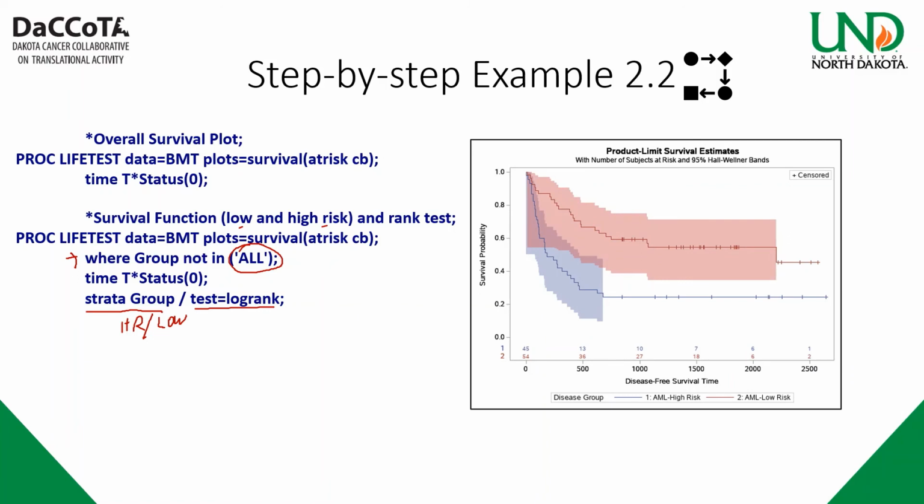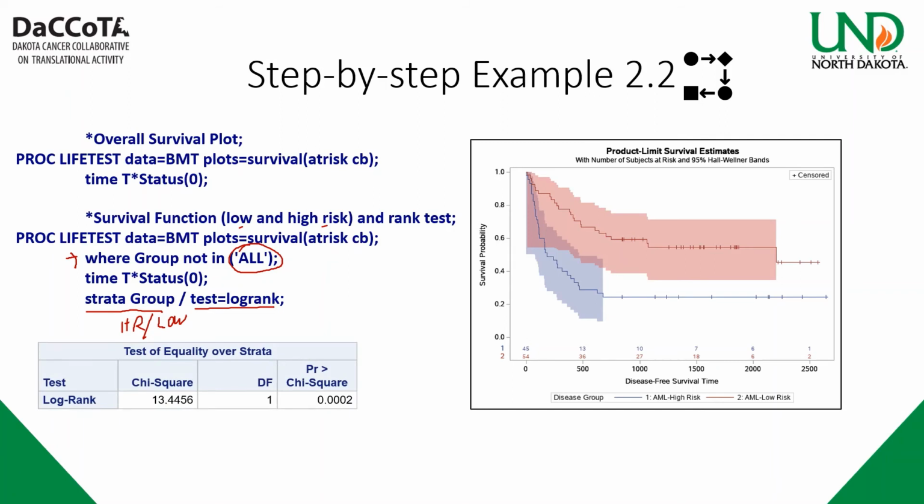Here are our plots. We can see here that the low risk had a lot better survival than the high risk. And in fact, with the log rank test, that is significant. So those in the low risk group had significantly better survival. Another way to put it, the ones in the high risk had significantly worse survival.